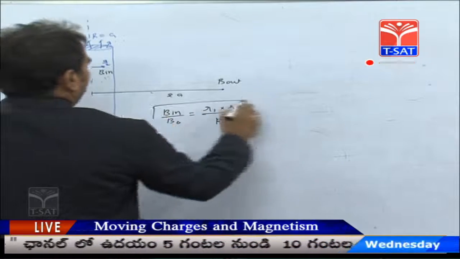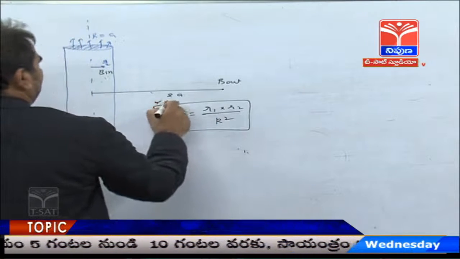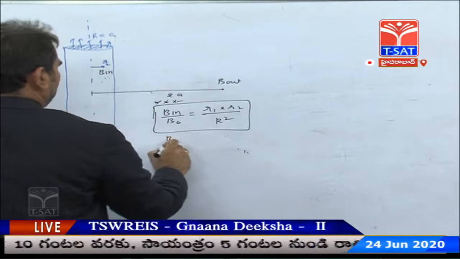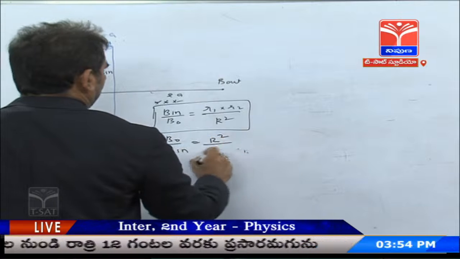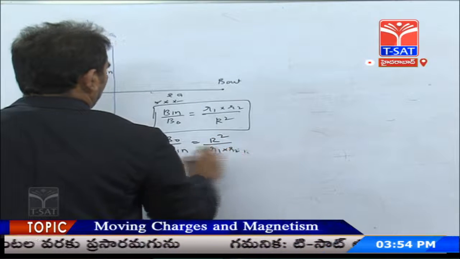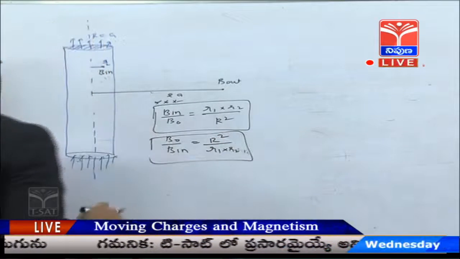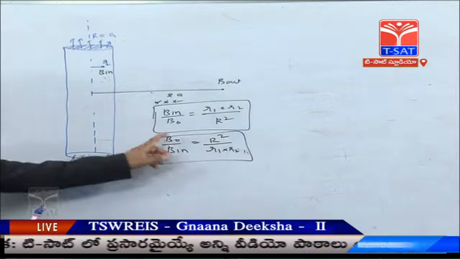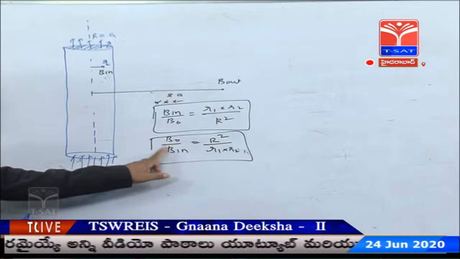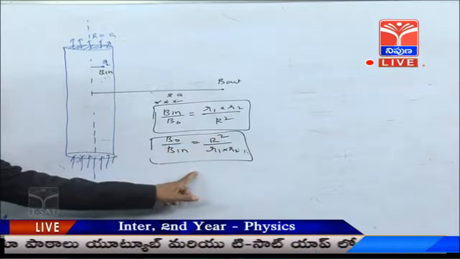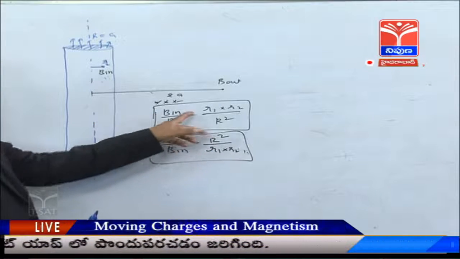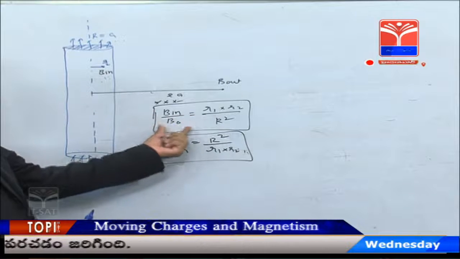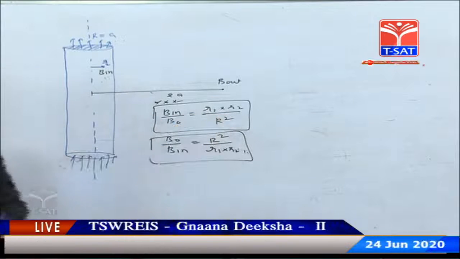This is a shortcut method, and this formula is very important: B out upon B in is equal to R square upon R1 into R2. So, if they ask for the ratio of the magnetic fields B out and B in, we should use this formula. Next, if they ask for B in upon B out, we should use this formula: B in upon B out is equal to R1 into R2 by R square.